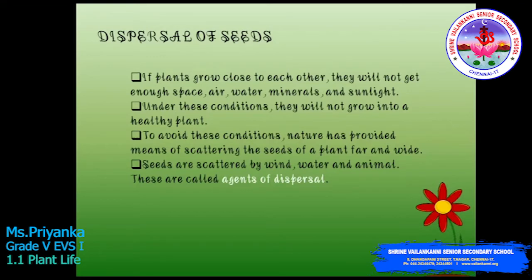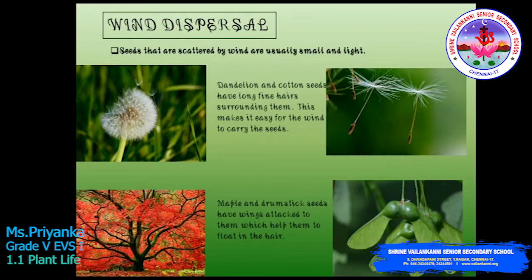So, there are actually three agents which will help the trees to scatter their seeds. They will act as agents: wind, water, and animals. So first we'll discuss the wind. See, the seeds that are scattered by the wind are usually small and light. Why is it? Because it will help them to fly easily.